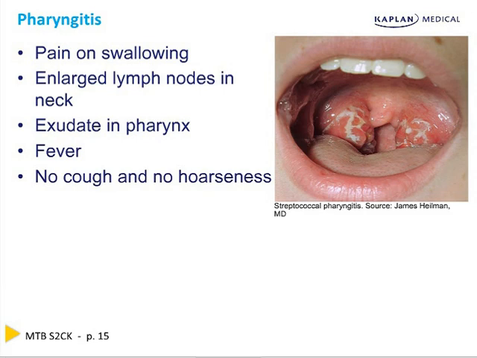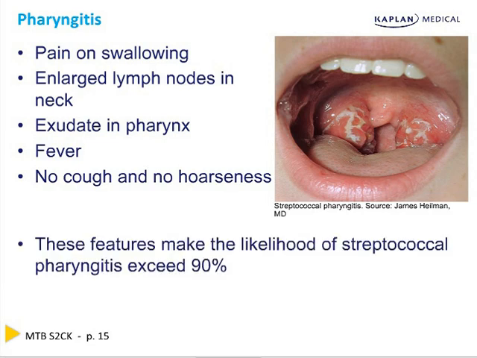Now, when you see these criteria, of which there are 5, basically pain, nodes, exudate, fever, and the absence of cough or hoarseness, you have an over 90% chance that this is streptococcal pharyngitis. They really do. And so that's why this doesn't quite eliminate the need for culture. But if you have these things, it's enough to say treat empirically.